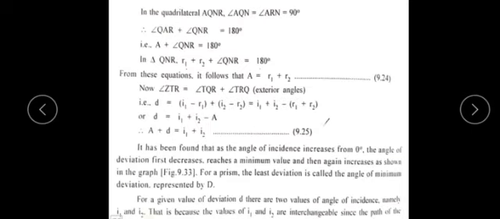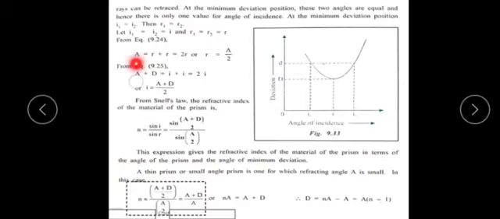From the equation, R1 plus R2, where R1 is equal to R and R2 is equal to R, R plus R becomes 2R. Hence A equals 2R. In equation 9.24, A equals R1 plus R2, but the R1 value is r and the R2 value is r, hence A is equal to r plus r, that is 2r. Then r is equal to A by 2.